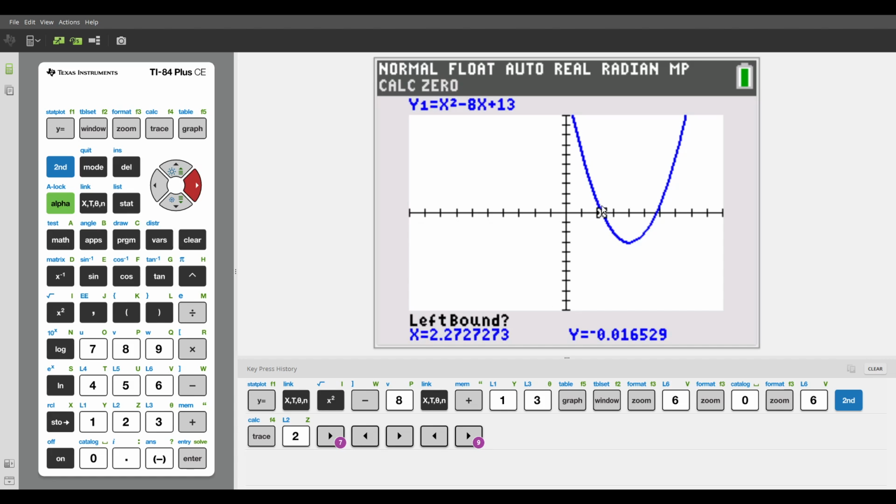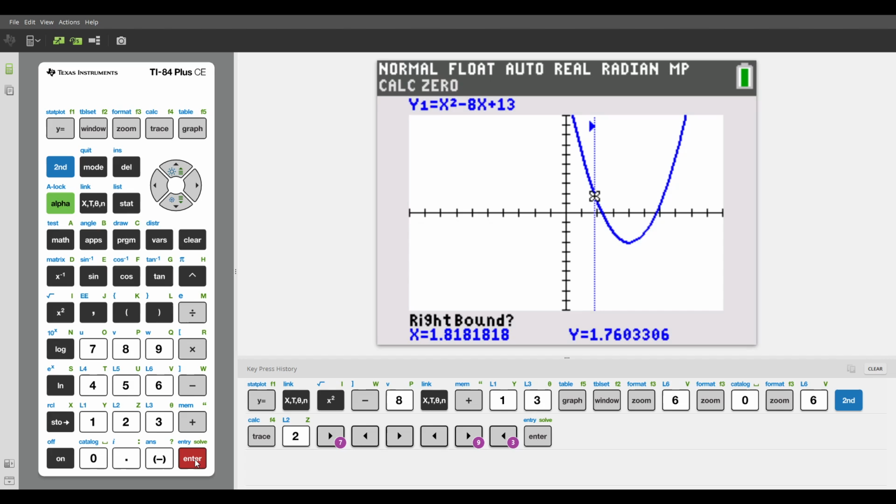So once we get our cursor to about where the x-intercept is, I'm going to make sure that I go to the left a few times by hitting the left button 2 or 3 times and hitting enter. You'll notice that a vertical line comes up, and then I want to go back to where we think the intercept is. And notice it's asking us for a right bound.